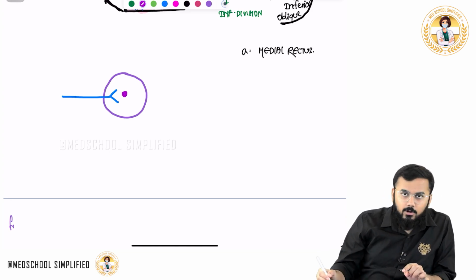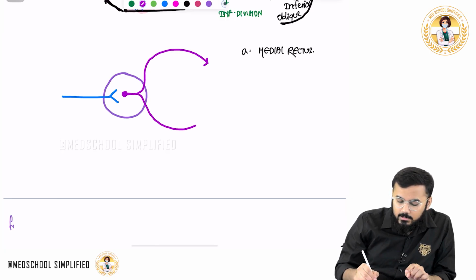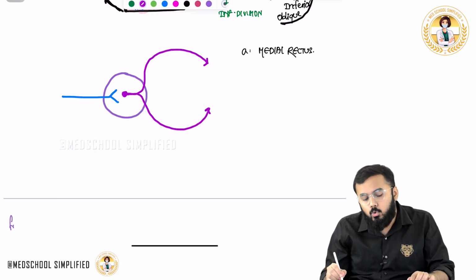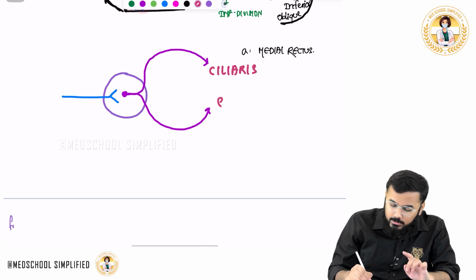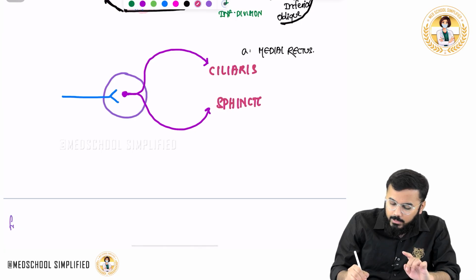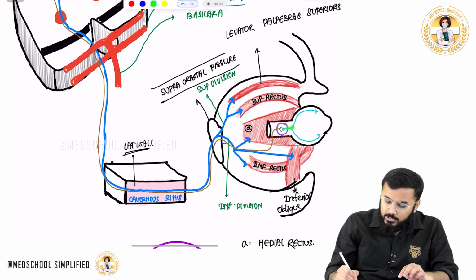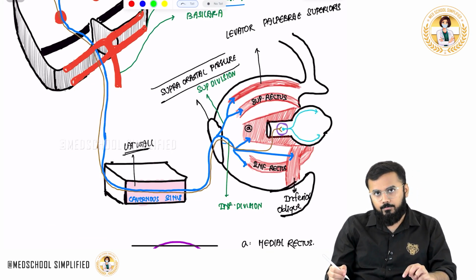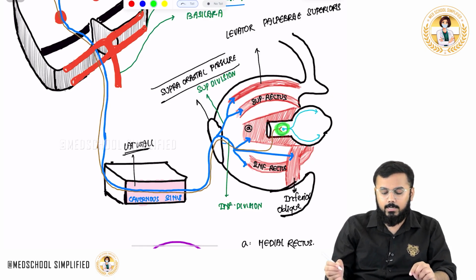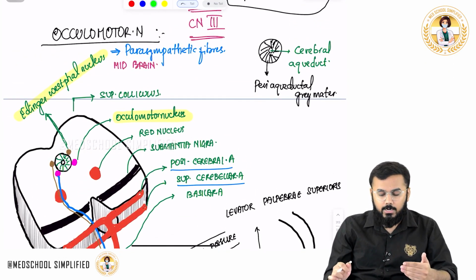Now from here the postganglionic fibers are arising. These postganglionic fibers come all the way like this, surrounding the eyeball, and supply two important muscles. One muscle is called your ciliaris muscle. Another muscle is called your sphincter pupillae muscle. Ciliaris and sphincter pupillae. See, the same thing is happening over here. It is dividing into two branches. One supplies your ciliaris, another one is your sphincter pupillae muscle, the postganglionic fibers, and this ganglion is called ciliary ganglion. Okay. So these are some of the important branches which you need to know regarding the oculomotor nerve.